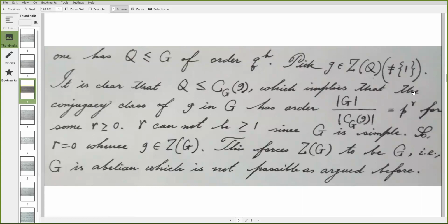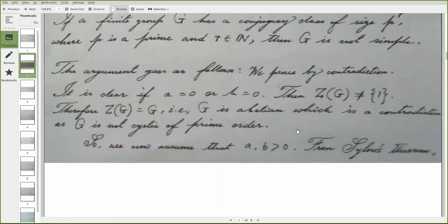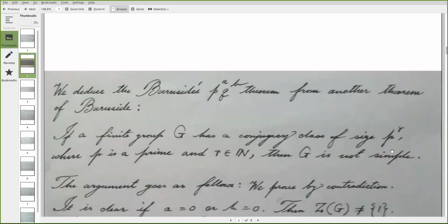So where R is a non-negative integer. Okay. So now you have to see that R cannot be greater or equal to 1, because the theorem that we have assumed to derive Burnside's theorem is the following: if a finite group has a conjugacy class of order some power of a prime, then that cannot be a simple group.